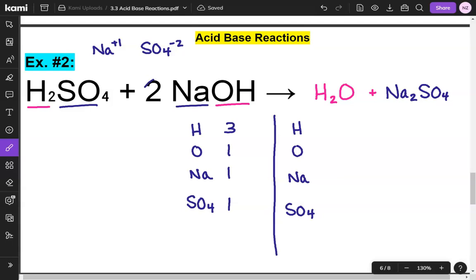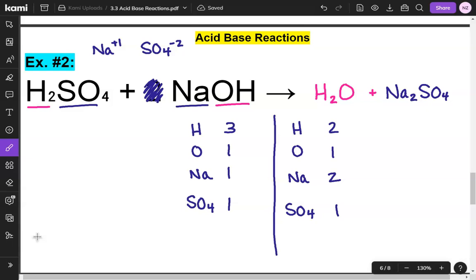We're going to pretend like this 2 is not there. I think I copy and pasted that and made a mistake. So we're going to pretend like it's not there. We have 2 hydrogens, 1 oxygen, and 2 sodiums, 1 sulfate. Let's do the hydrogens last.